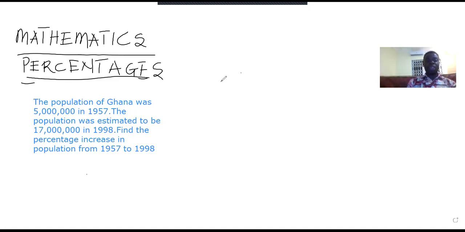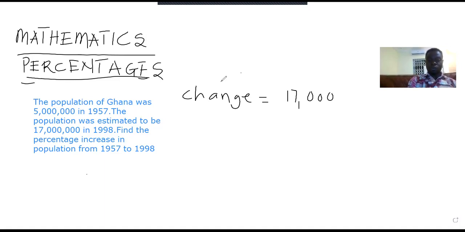So we first find the increase or change. So the change in population should be equal to 17 million minus 5 million.